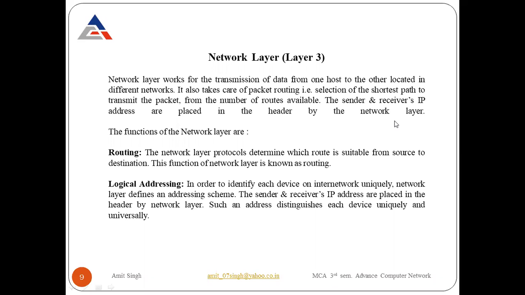Second, logical addressing. In order to identify each device on the internetwork uniquely, the network layer defines an addressing scheme. A new addressing scheme is defined by the network layer. The sender's and the receiver's IP addresses, where IP means Internet Protocol, and which are unique for each and every system, are placed in the header by the network layer. Now, what will happen? It adds the IP address of the system to the header of the packet. Now the system can find the IP address and the packet is received at the destination point. Such an addressing distinguishes each device uniquely and universally, and these IP addresses are unique.